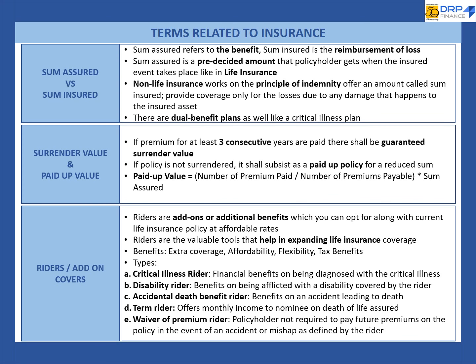Popular types of riders are critical illness rider, that is financial benefit on being diagnosed with a critical illness. Disability rider, benefits on being afflicted with a disability covered by the rider. Accidental death benefit rider, that is benefit on accident leading to death. Term rider offers monthly income to the nominee on death of the life assured. Waiver of premium rider, the policyholder is not required to pay future premiums on the policy in the event of an accident or mishap as defined by the rider.